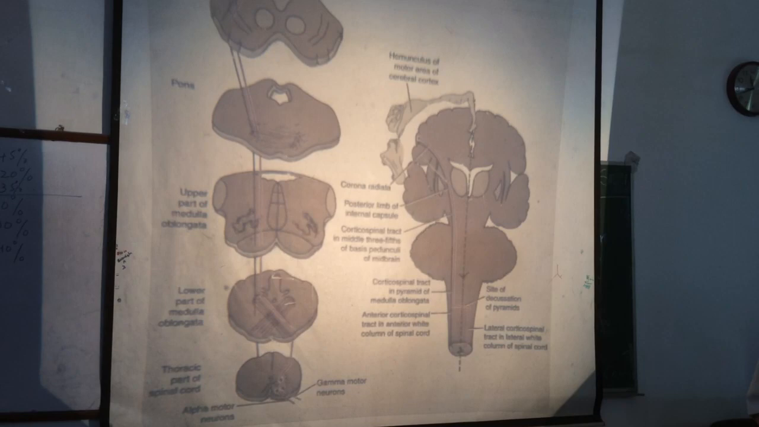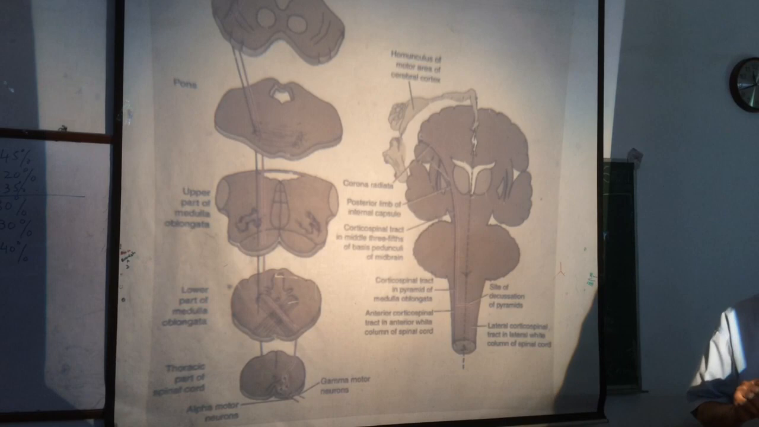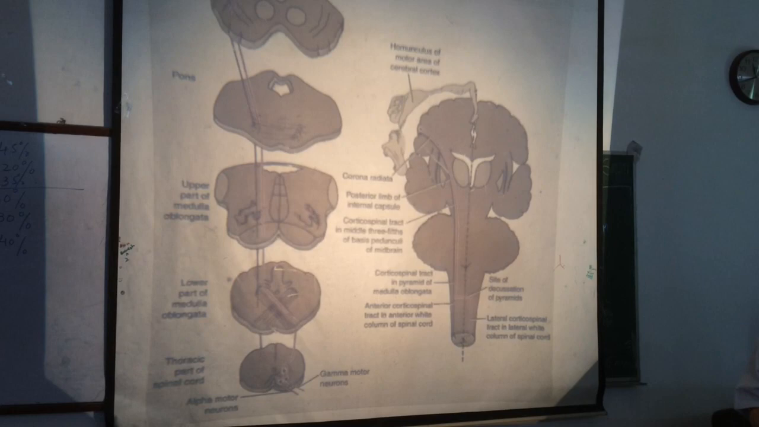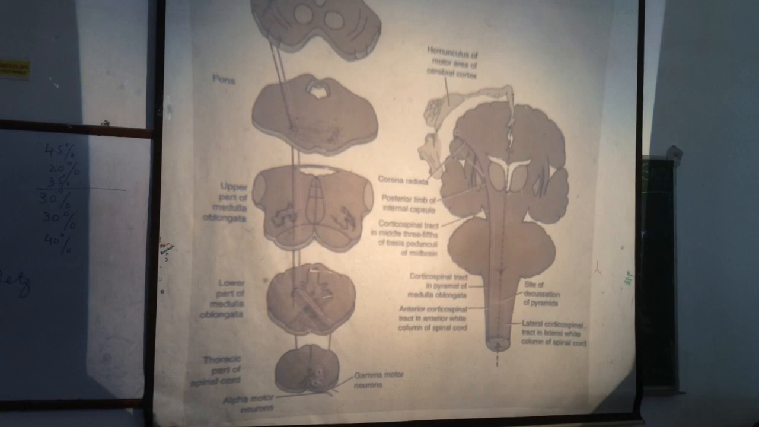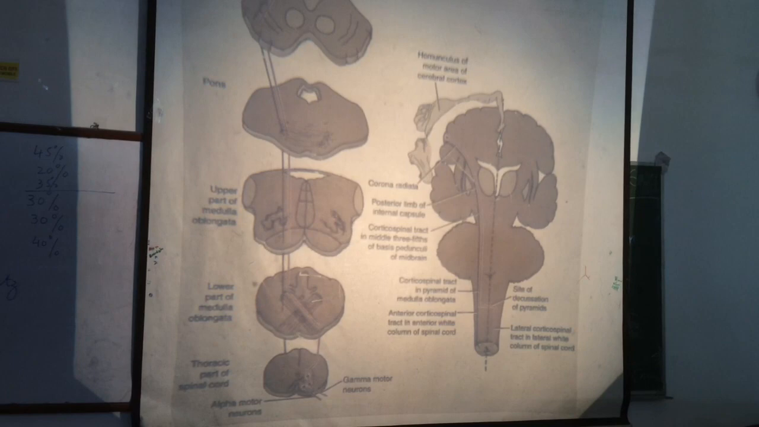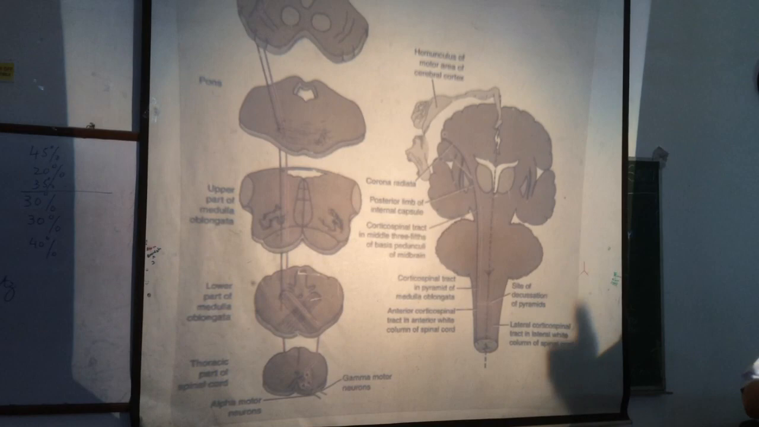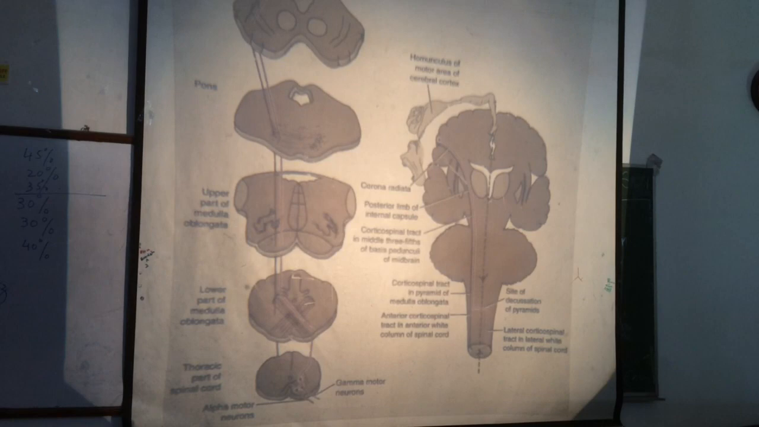Now I've discussed the corticospinal tracts, their formation, their function, and their termination in the spinal cord. Now we come to the extracorticospinal tract, or extrapyramidal tract. And these include the rubrospinal tract, tectospinal tract, reticulospinal tract, vestibulospinal tract, olivospinal tract, and then descending autonomic pathways. These are included in the extracorticospinal or extrapyramidal tract.